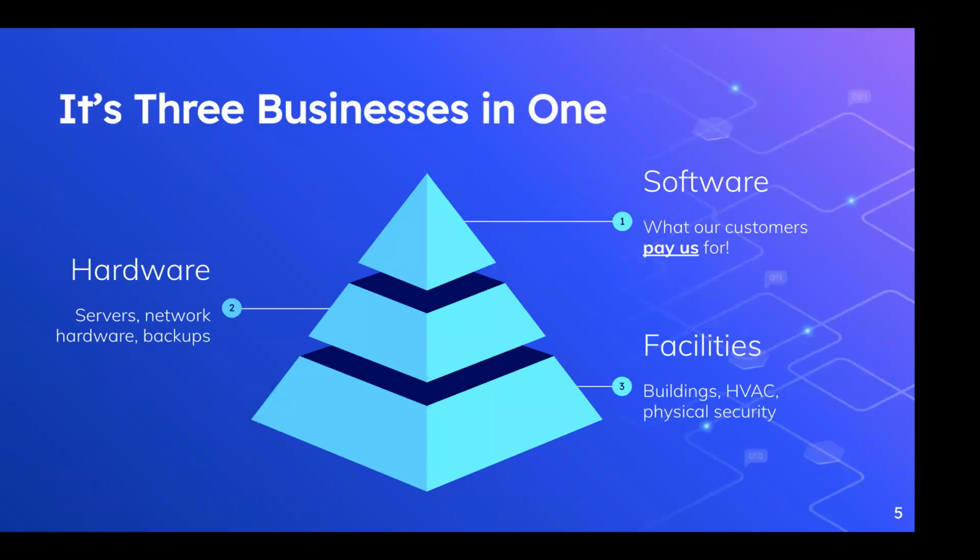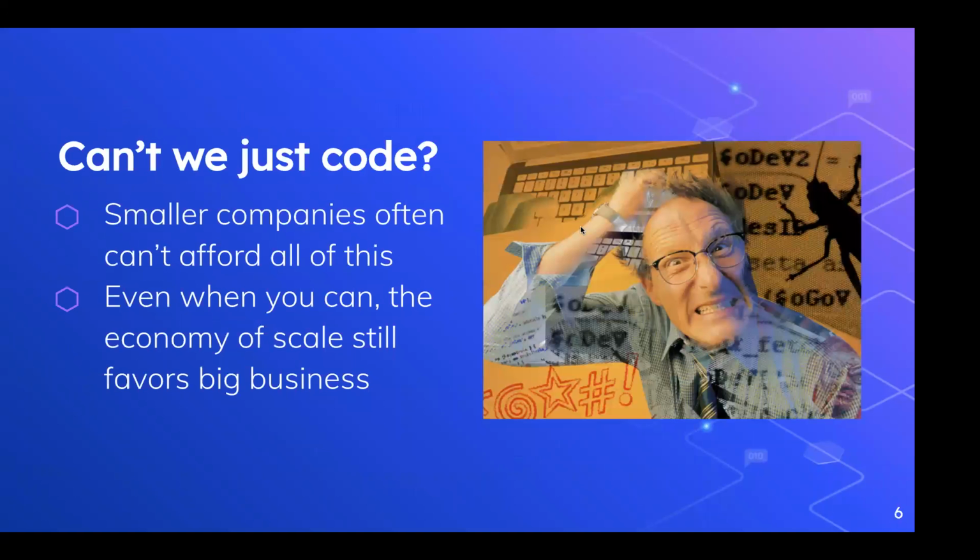Essentially, you're getting into three businesses in one. At the bottom of the pyramid, we've got facilities. You have to own the buildings, the air conditioning, physical security. In terms of the hardware, you've got to have the servers, the network switches, all the backups. And of course, the software comes at the very tippy top. That's what we're actually paid for. We think we're in that, but we're actually in three different businesses at once. It basically is 3-tier.